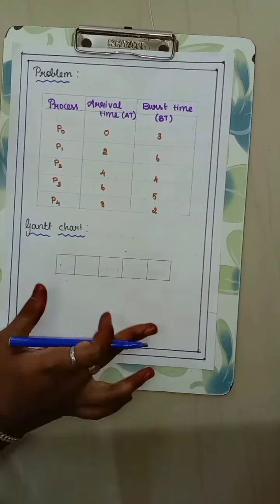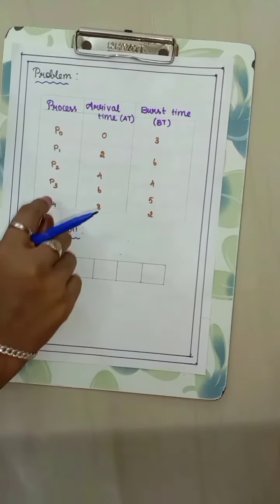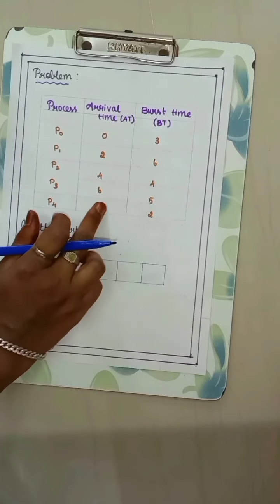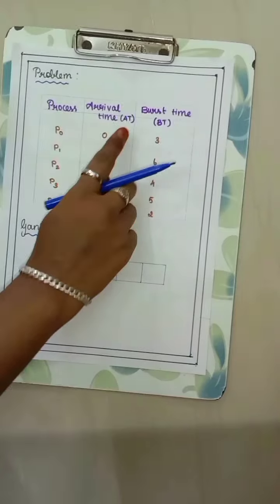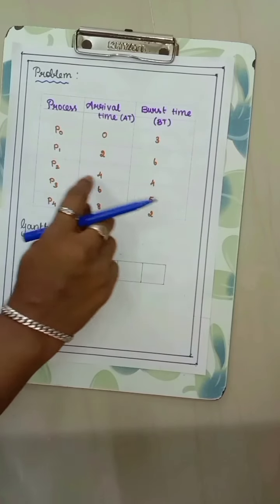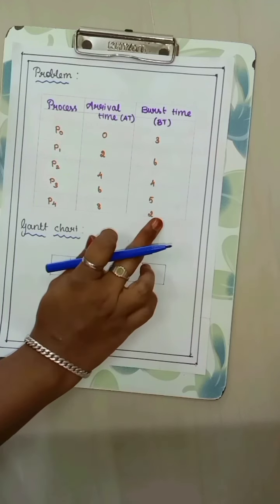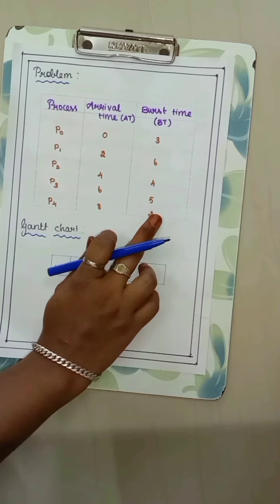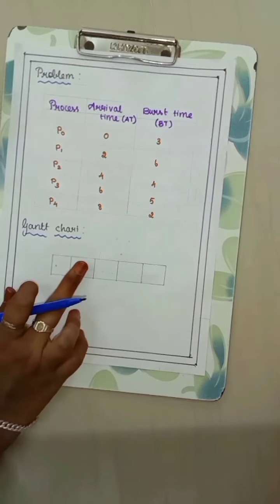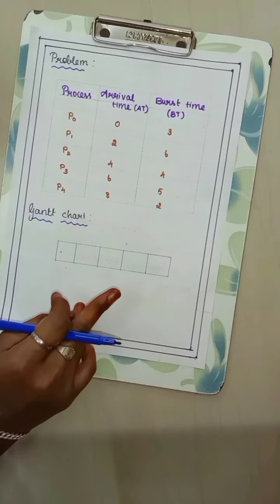So now we are going to see a problem on first come first served. Here we have processes from P0 to P4, and arrival times as well as burst times are given. The arrival time for P0 is 0, P1 is 2 and P2 is 4. Likewise the arrival times are given and also burst times. Burst time means how much time the process requires for its execution. Now we have to calculate the average waiting time and the average turnaround time.